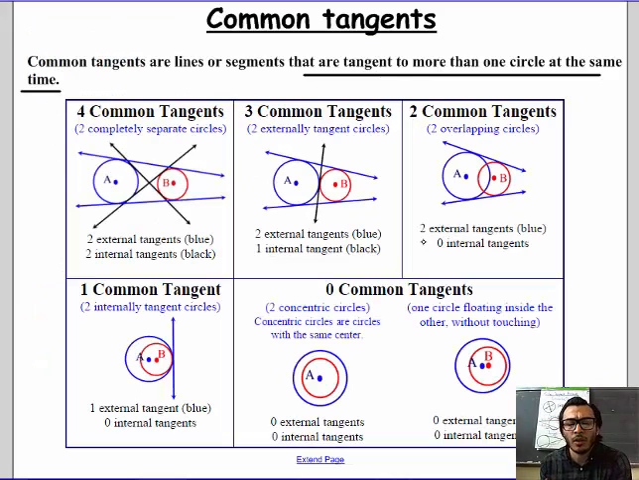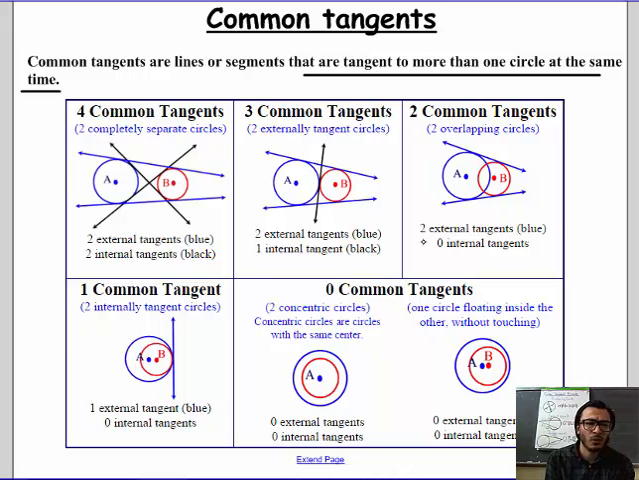And here's just a summary of how many common tangents you can draw for different scenarios. So if the circles are separated, you could draw 4 common tangents. If the circles are tangent to each other, you can draw 3 common tangents. If the circles are overlapping, you can draw 2 common tangents. If the circles are tangent to each other but internally, meaning one circle is inside the other one, you can only draw 1 common tangent. And if the circles are concentric, meaning one is inside the other one but not tangent to each other, or they have the same center, you can't draw any common tangents. And same for this case here.